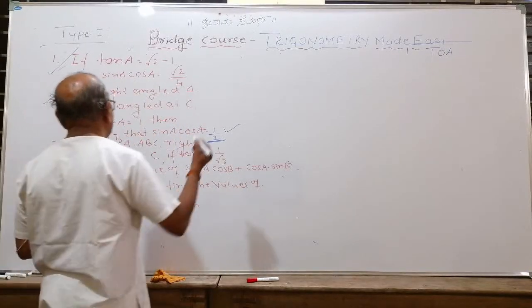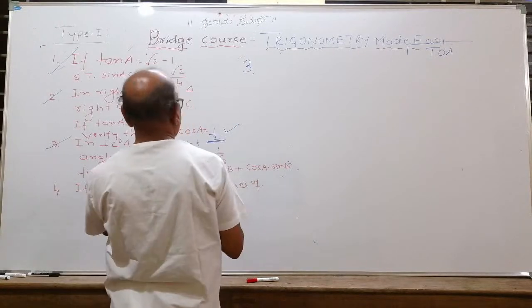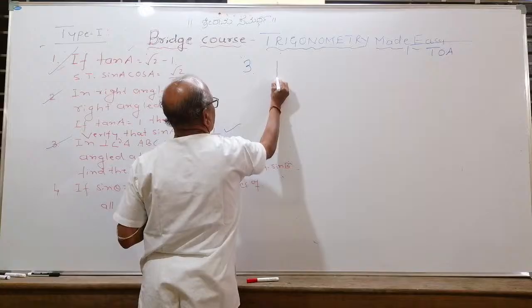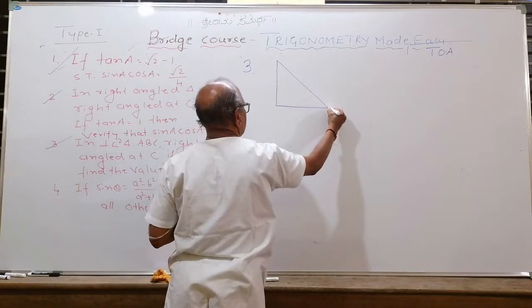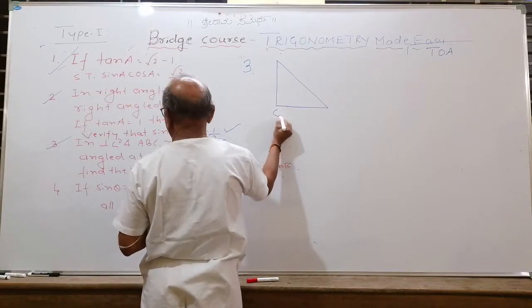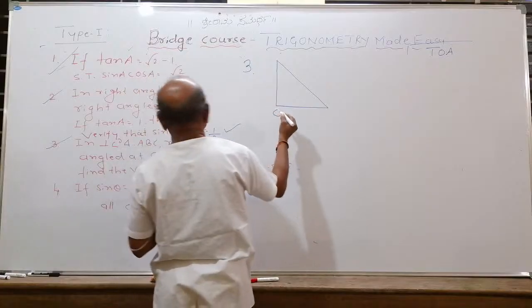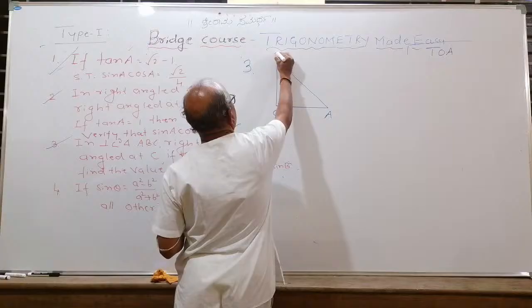Okay, next, the third one. In right angle triangle ABC, right angle at C, first you learn to draw the diagram. Where the right angle is, that you have to fix. It is right angled at what? They have clearly given that it is C, right angled at C. Then the other two sides will be, okay, we'll take this one as A, B, C.